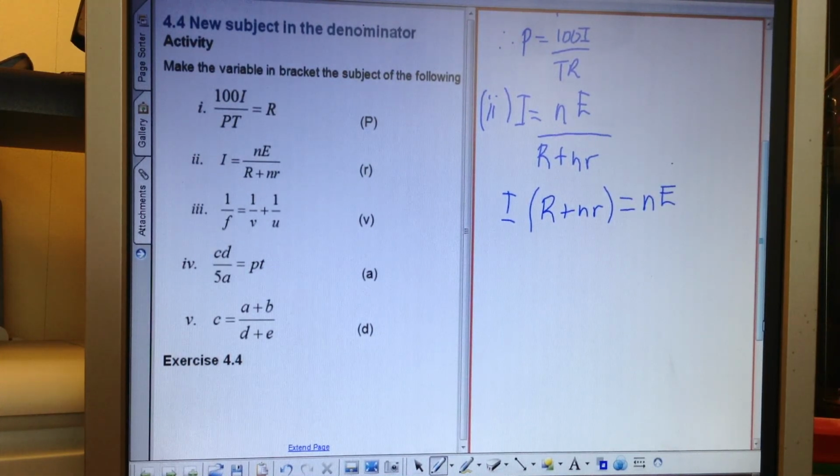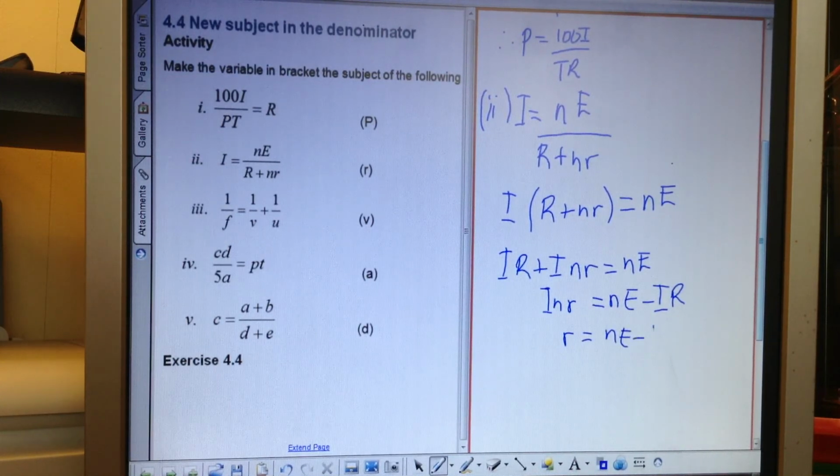We expand the bracket to have IR plus INR equals NE. Which means our IR will now be called NE. We subtract IR from both sides. This means our R would then be NE minus IR, we divide by IN, and we are done.